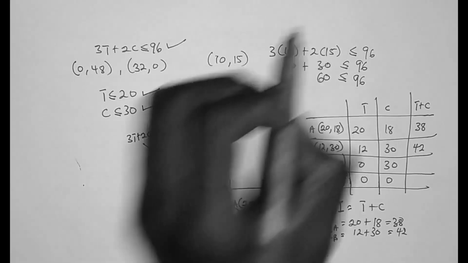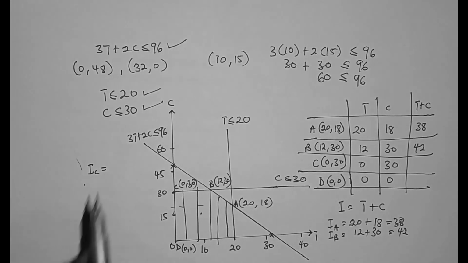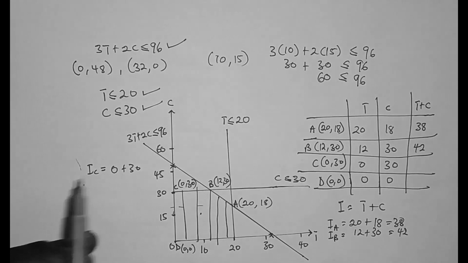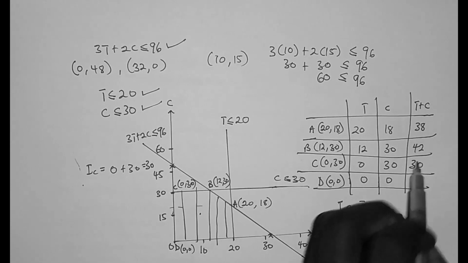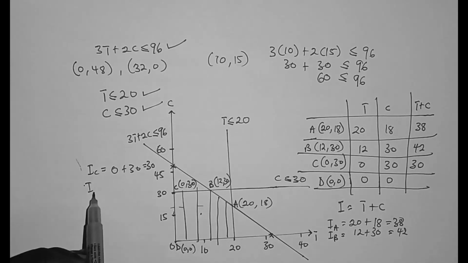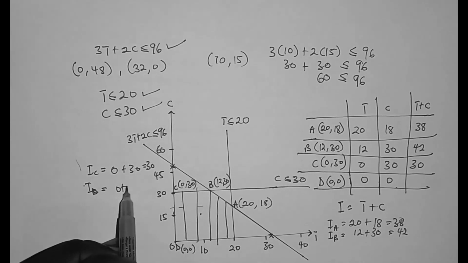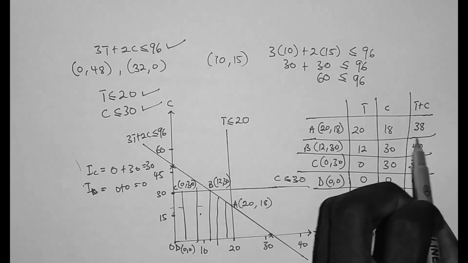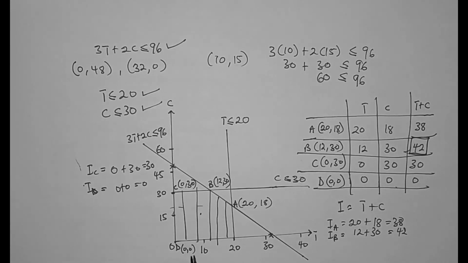Now let's find I of C. I of C is 0 and 30, so it becomes 0 plus 30, and this is equal to 30. And therefore, I of C is 30. And I of D is 0, 0, so it becomes 0 plus 0, and this is 0. So what is the maximum value here? It is 42.